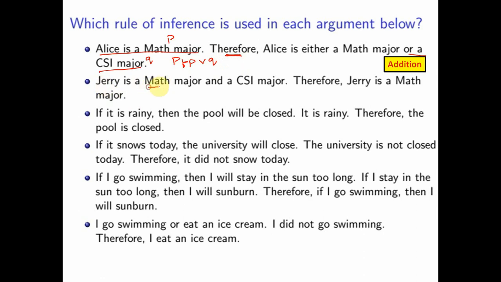Jerry is a math major and a CSI major. Therefore, Jerry is a math major, right? So I say P and Q. Therefore, P.